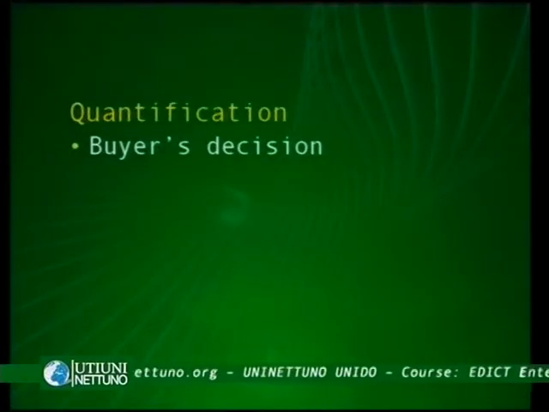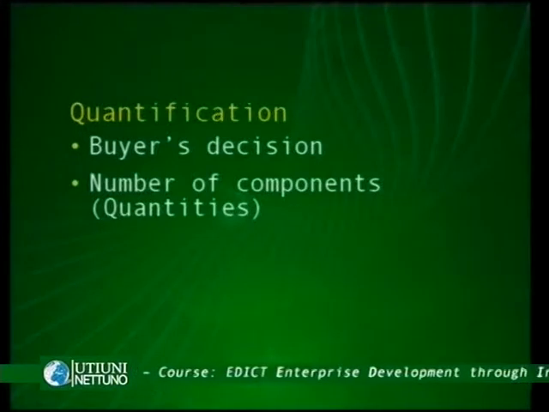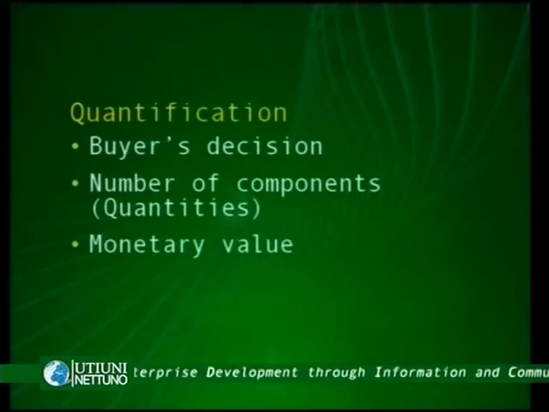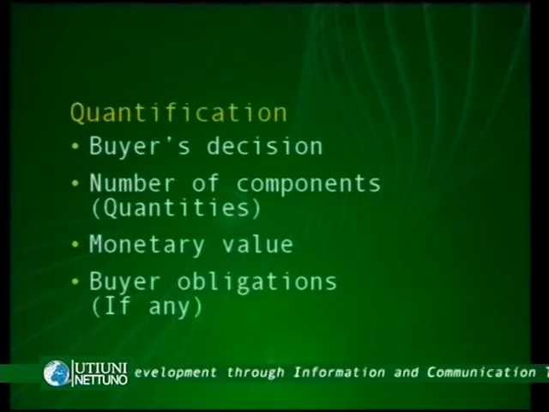Quantification, buyer's decision, that is now also part of the tool where information is given. The buyer's decision, number of components, quantities, monetary value, and the buyer obligations, if any. In many instances, there may not be an obligation. Government may not have put an obligation on buyers. The monetary value and the number of components, the quantities, is crucial.